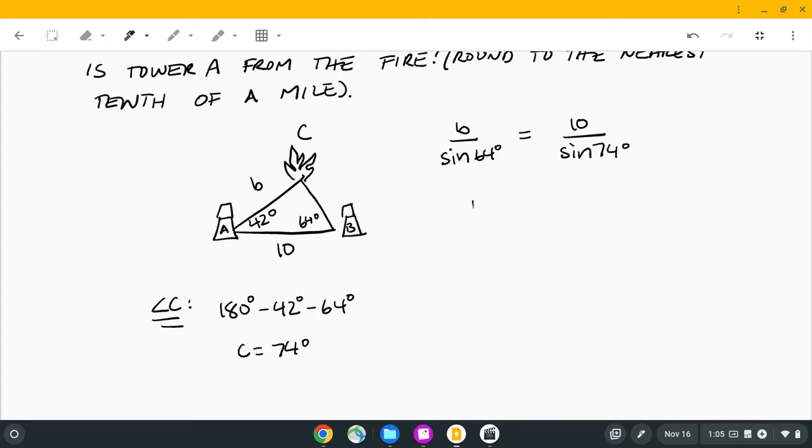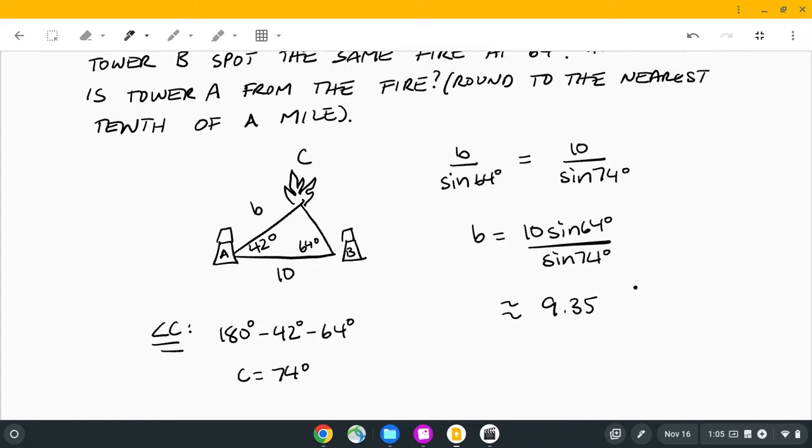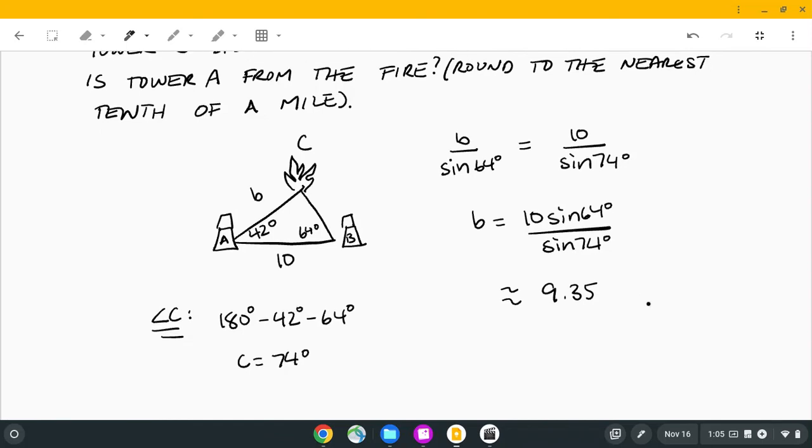If I solve for b, I get 10 times sine 64 over sine 74. If I punch that into my calculator, then I get 9.35. It says to round to the nearest tenth of a mile, so my answer will be 9.4 miles. So that's how far Tower A is from the fire.